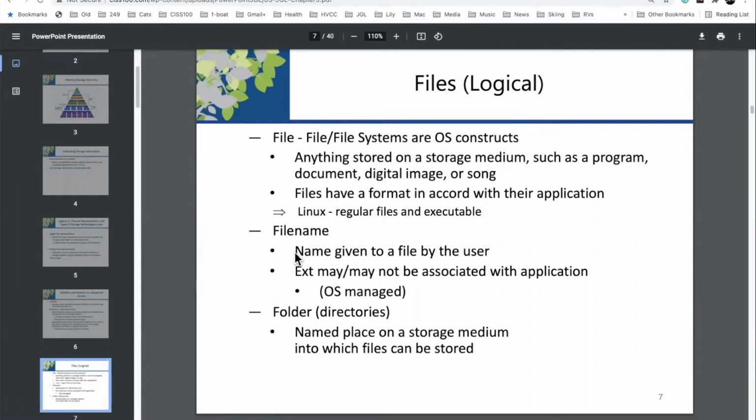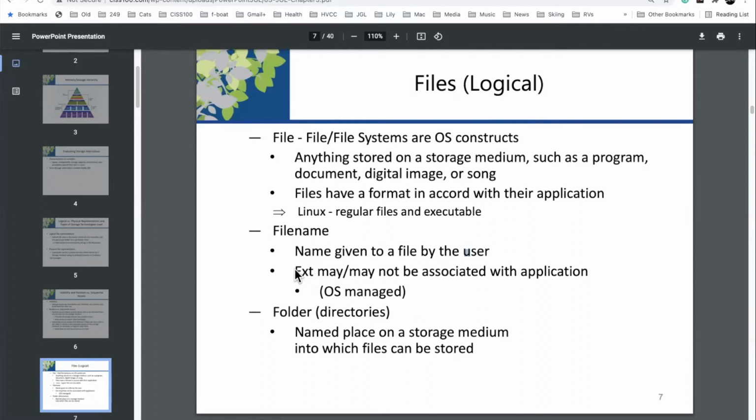The file name is typically given or created by the user. And we know this, right? If you create a Microsoft Word document, you name the file. But it's not necessarily the end user. If you've ever downloaded something, your operating system may ascribe a name to it, or it may have a name associated, which may not be meaningful from the download.